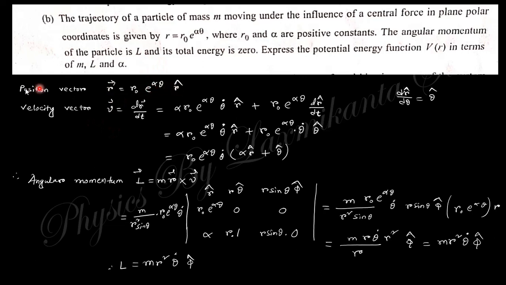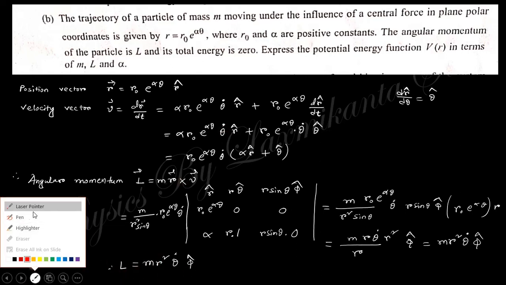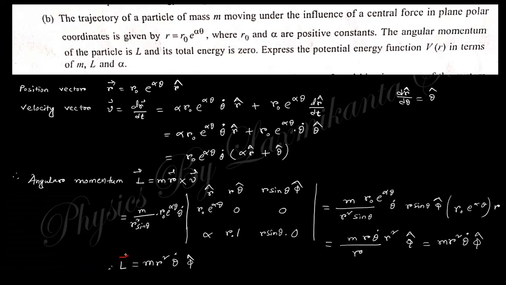So position vector is like that, and velocity equals this one. So angular momentum L is r cross v. If you take the cross product, you will obtain this one, m r square theta dot, and there is a phi cap. So you need to say that there is a vector sign, right? So I just write down a vector sign here. Okay, clear. So this is the angular momentum. The magnitude will be m r square theta dot.